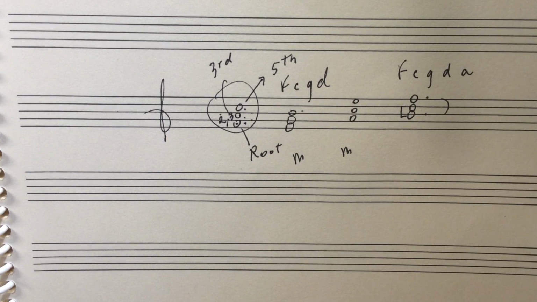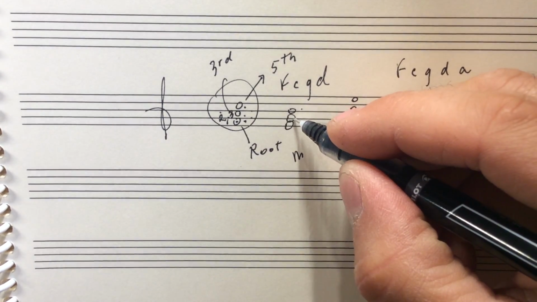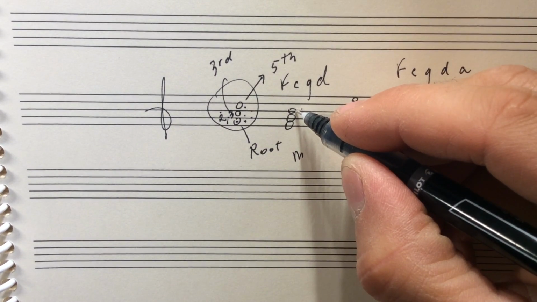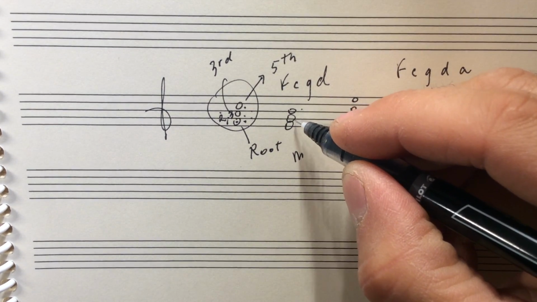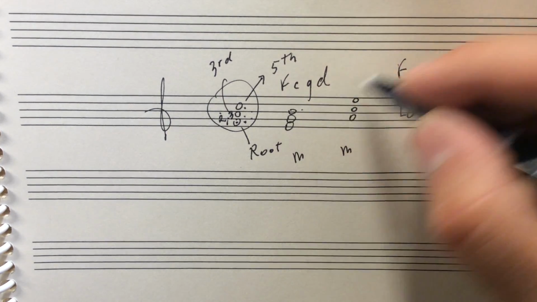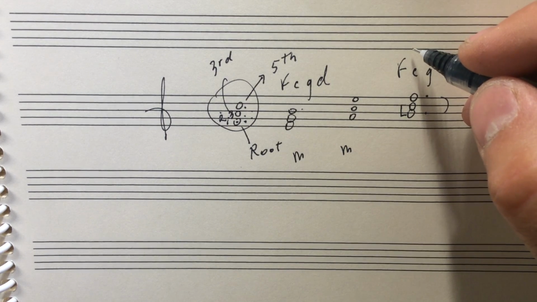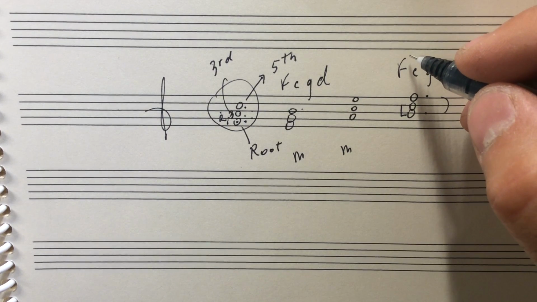So once again, triads have a root, have a third, and have a fifth. And the third of the chord is what determines whether the triad be major or minor. In a following video, we'll look at inverting triads.